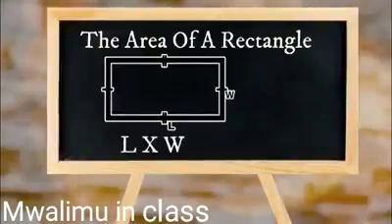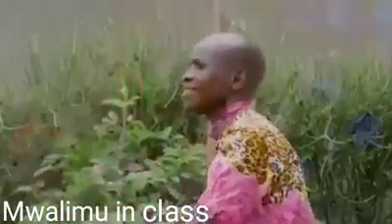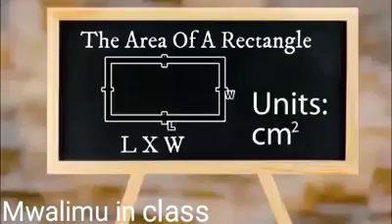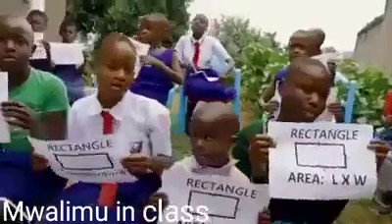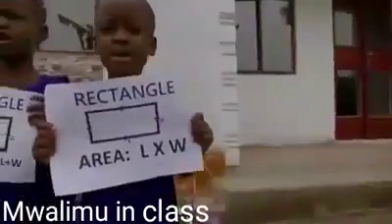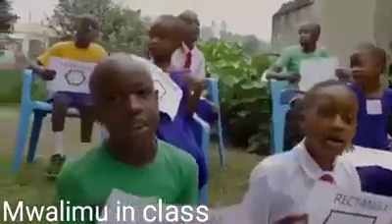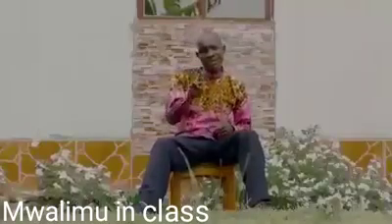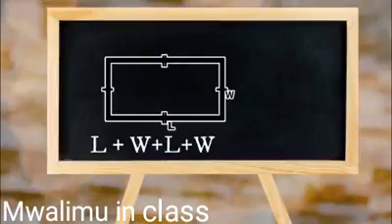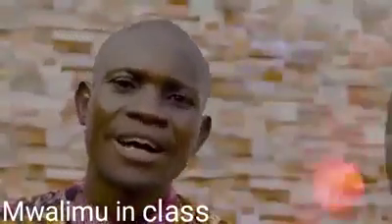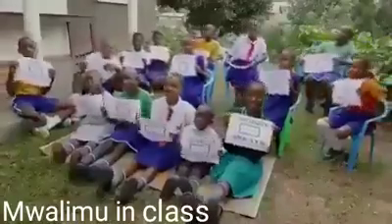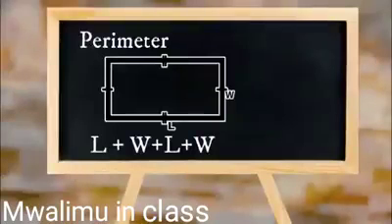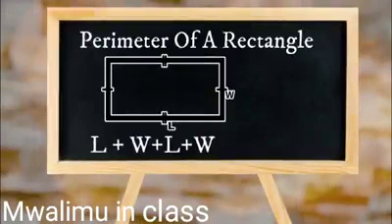The area of a rectangle is length times width, and its units must be squared. Length plus width plus length plus width is the perimeter of a rectangle.